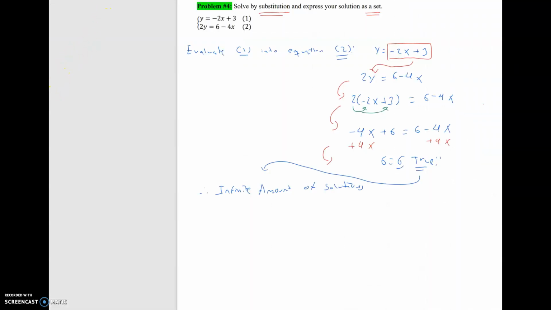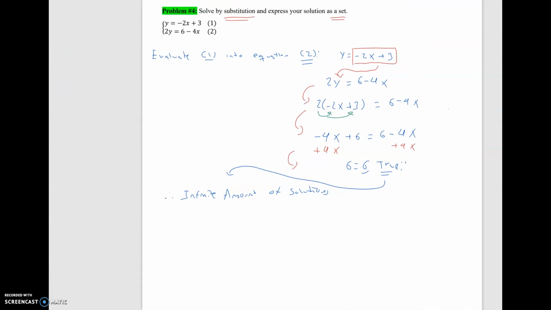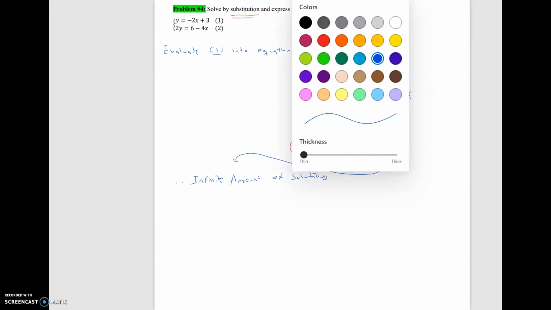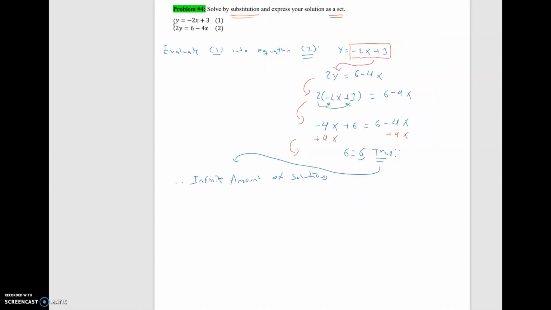In terms of solving the system, since we're looking for the coordinate point of the intersection, in this case we have an infinite amount of solutions. Let me write the set, or this is one way to write the set. This is the set of x and y such that you get x comma, and every y value is of the form negative 2x plus 3, where x is a real number.